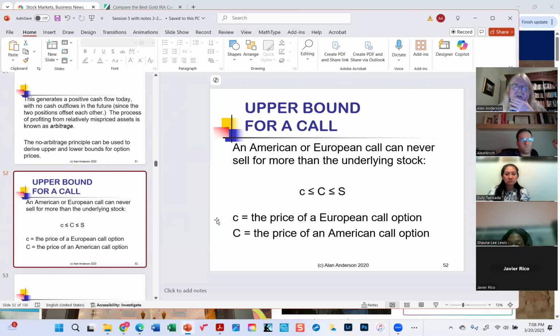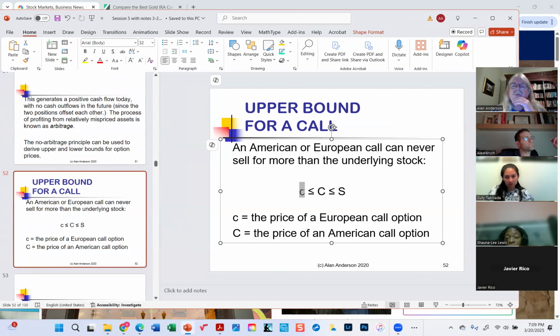So here's an example. So using the notation that lowercase c is a European call and uppercase C is an American call, what they're telling us here is that the European call is always worth less than or equal to the American call, which in turn is less than or equal to the actual stock price. Okay, in other words, it'll never make sense to pay more for an option on a stock than the stock itself.